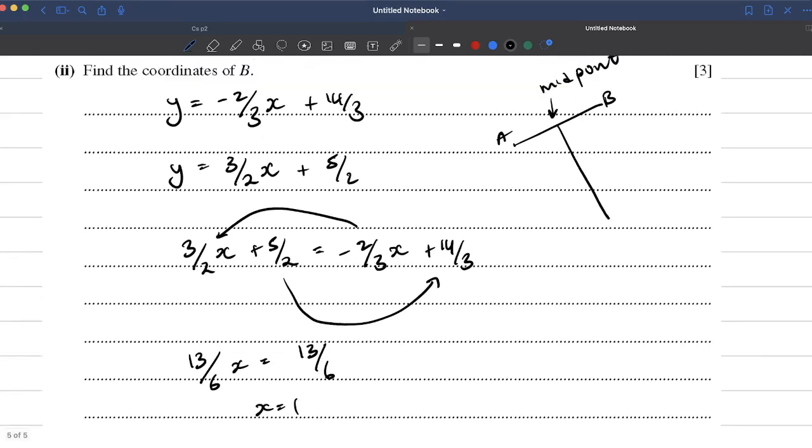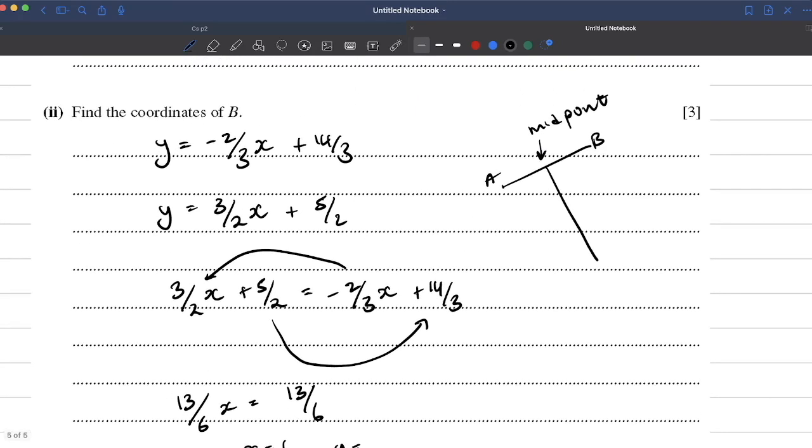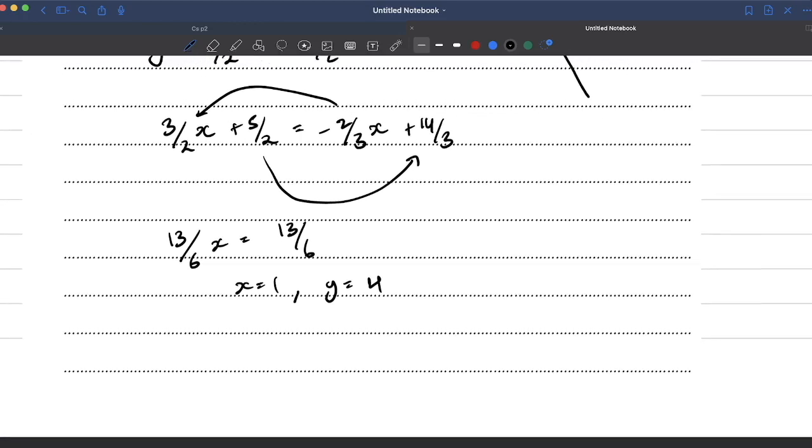If x is equal to 1, what is y? y is going to equal, I'll just plug it in, 4. Now I have the coordinates of the midpoint.